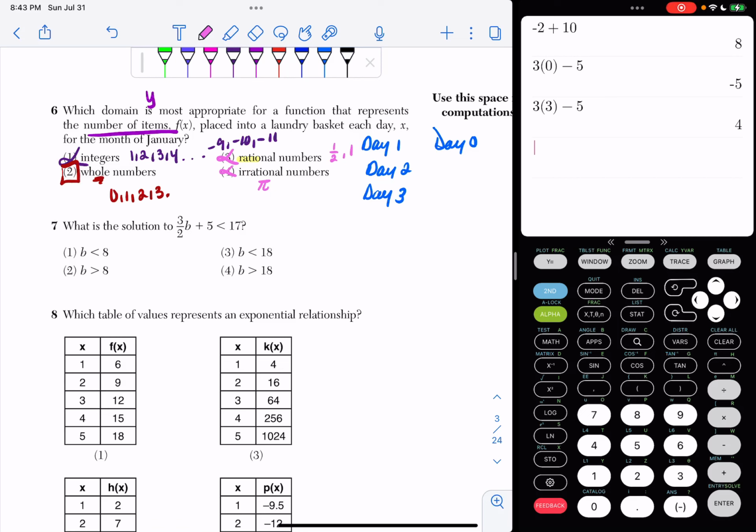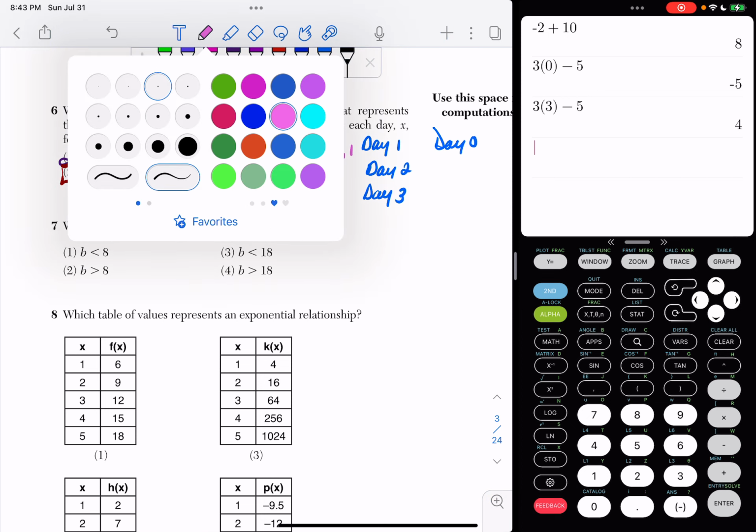June 2022, question number 7. What is the solution to 3 halves b plus 5 less than 17? Remember, we are solving an inequality, so we are going to have one variable on one side and then the number on the other side with an inequality. There are no equal signs.